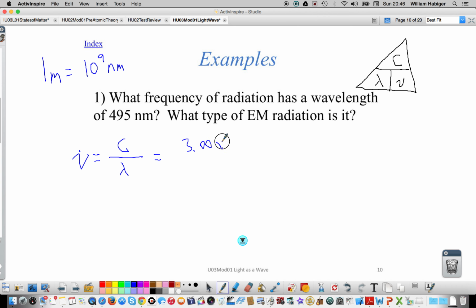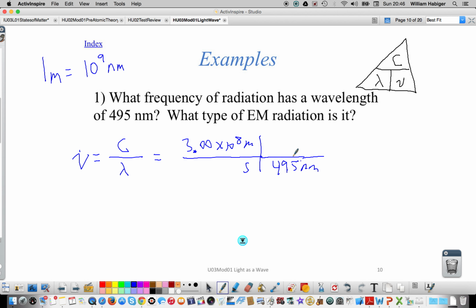3.00 times 10 to the 8th meters per second. So we're going to put the seconds on the bottom of our fraction. One easy thing to do, anytime you have units that are per units, like meters per second, you put the per unit opposite of the number. Then we want to put the wavelength on the bottom. So 495 nanometers goes on the bottom.